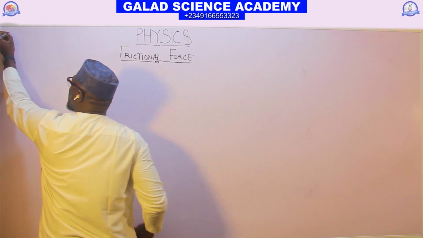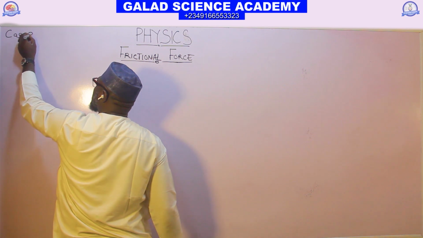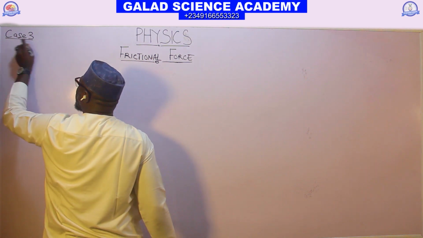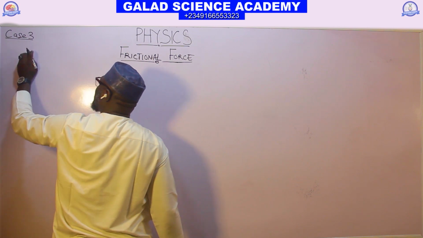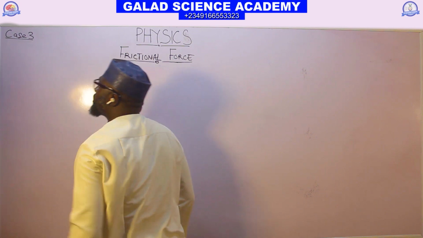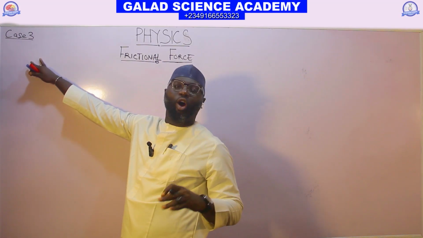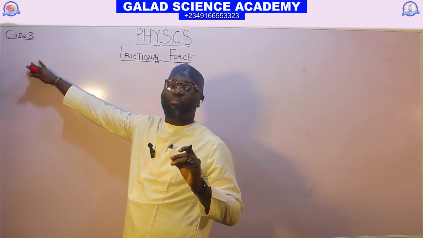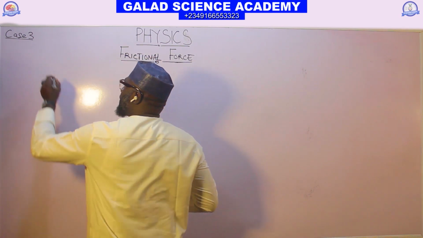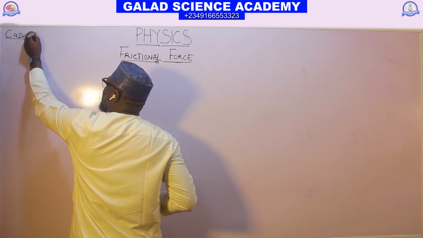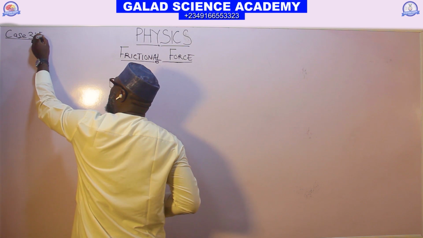So the last one is case 3. This is used to determine frictional force on a rough inclined plane for upward objects. Case 3: determine frictional force on a rough inclined plane for upward objects.